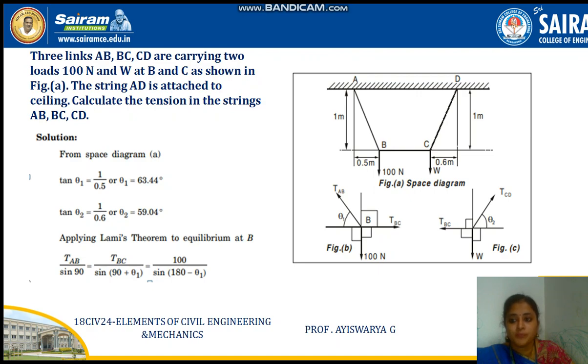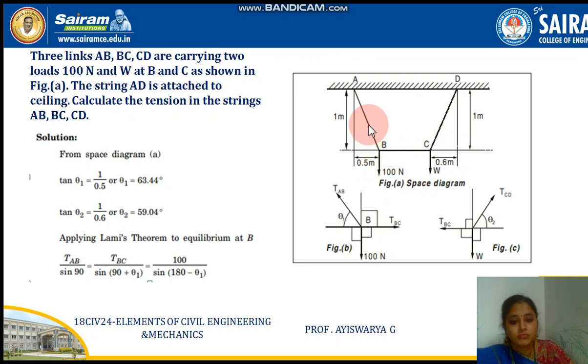other two forces. Okay, so the question is: three links AB, BC, CD are carrying two loads, 100 Newton and W, at B and C as shown. The string AD is attached to the ceiling. Calculate the tensions in the strings AB, BC and CD. So you can see a ceiling here. In this a string is attached from point A to point D, and in between you can see a 100 Newton load and a W, right?